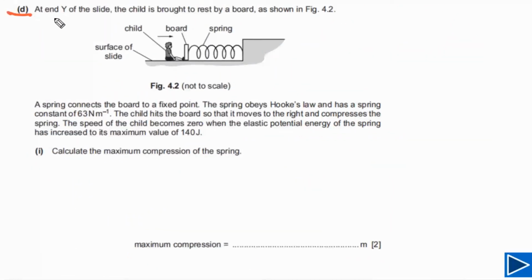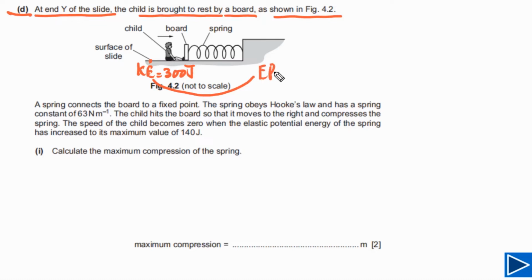For part D, it is given to us that at end Y of the slide, the child is brought to rest by a board as shown in figure 4.2. We have already discussed that at point Y, kinetic energy of the child is equal to 300 joules. Now the child will use this kinetic energy, and it will be converted into EPE, elastic potential energy. The value of elastic potential energy is given to us, equal to 140 joules.